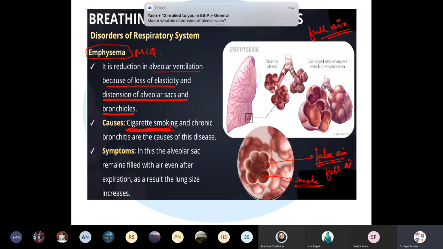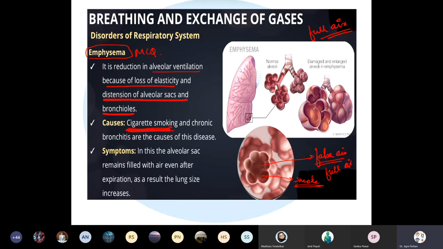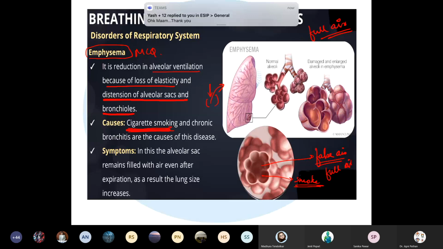Sensibility property means elasticity. What is elasticity? When the air gets inside, the alveoli can stretch themselves. When the air goes out during exhalation, they can come back to the normal position. That is called distension of the alveolar sacs and the bronchioles. Understanding? No, they have lost the property of elasticity, Sanika.